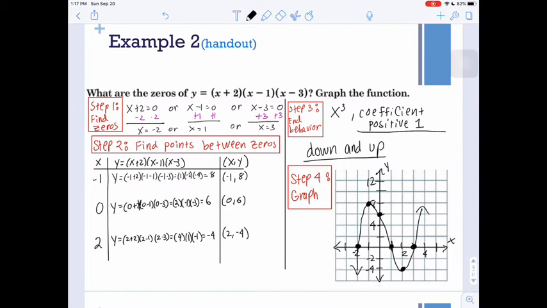Now this is just a sketch. This isn't perfect. So I'm not 100% sure that that's going to be my highest point. It might be a little bit over. Same thing with the bottom. We are just sketching a graph, so it's not going to be perfect when you draw it by hand.